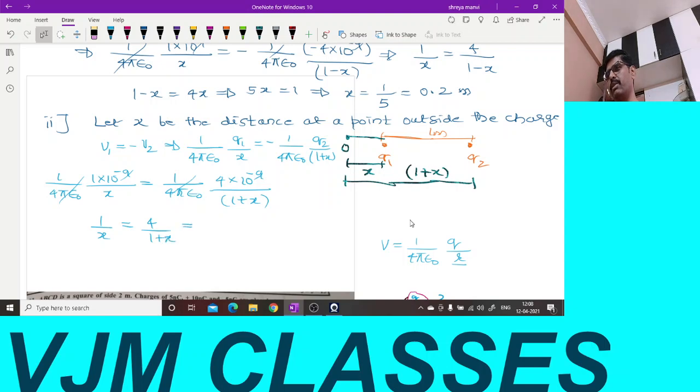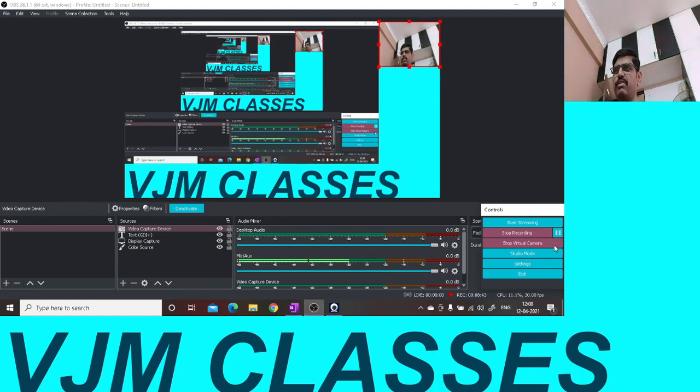Again if I cross multiply, 1 plus x is equal to 4x, or 1 is equal to 3x, or x is equal to 1 divided by 3, which is 0.33 meter. But remember, this is outside the line joining the two charges. Clear? So this is how we can solve this problem which appeared in 2015. Thank you.